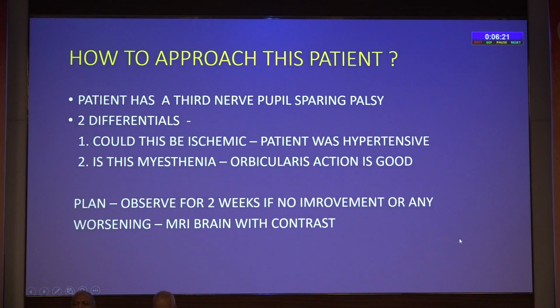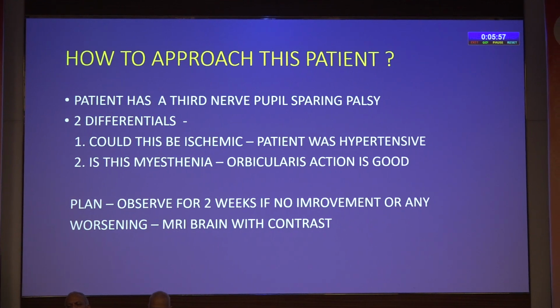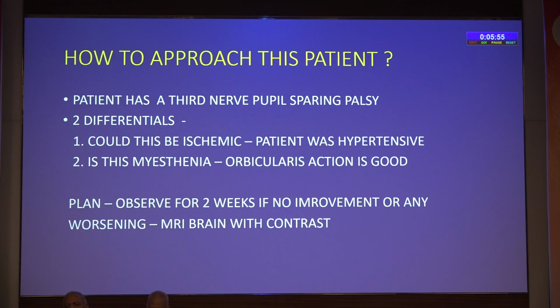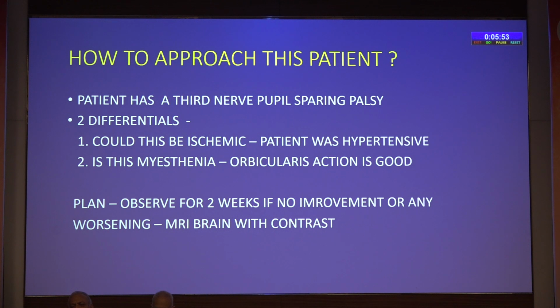So how do I approach this patient? The patient definitely had a left-sided third nerve palsy, which was pupil sparing. There were two differentials that came to my mind. The first one is, could this be an ischemic case because the patient was already a hypertensive in that age group? Is this a myasthenia, like Jyoti said? But the orbicularis action was good, and the Bell's was absent. So I decided to observe for 2 weeks, and if there was no improvement, or if there was any worsening, then I was going to go ahead with the MRI brain with contrast.